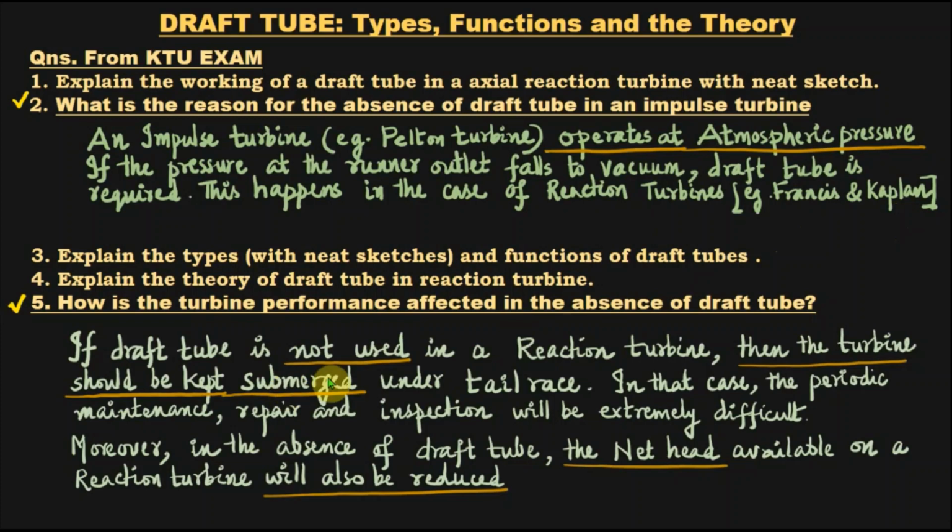If the draft tube is not used in a reaction turbine, then the turbine unit should be kept submerged under tail race. That means the turbine should be installed underwater. In that case, the periodic maintenance, repair and inspection will be extremely difficult. Moreover, in the absence of draft tube, the net head available at the turbine inlet of a reaction turbine will also be reduced, because the draft tube will increase the net head in a reaction turbine.